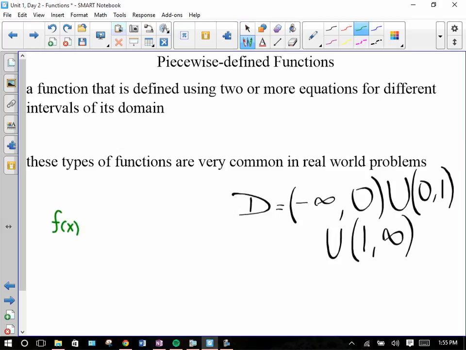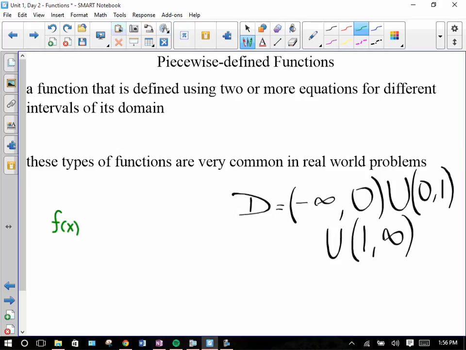Okay, so we're taking Michaela's domain. And there are three parts to this domain. There are all these numbers that are less than 0. There are all the numbers between 0 and 1. And there are all the numbers between 1 and infinity. Now, this is the domain for one whole problem. I'm using this because it's 3 parts, so I can break it up into 3 parts.